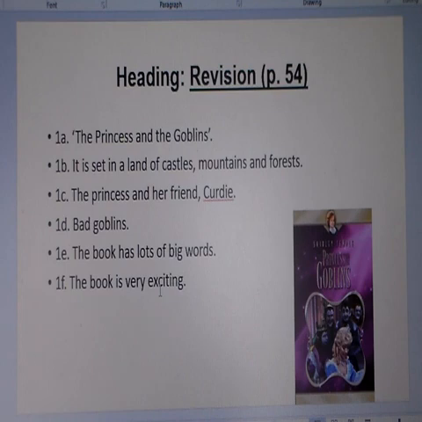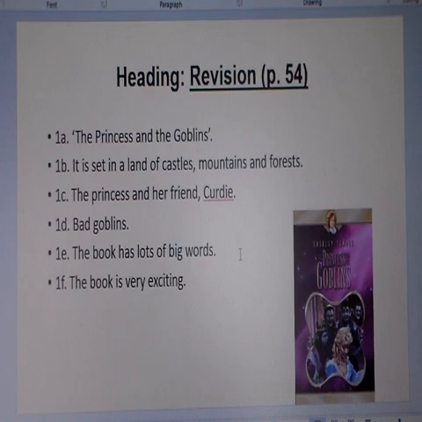So question 1A to 1F, the answers are the title of the book, The Princes and the Goblins, and please, boys and girls, you had to quote it correctly. You can't just write it as you wish, and you had to put it in your inverted commas, as I have done here, because it's the name of the book. It is set in a land of castles, mountains, and forests. Question 1C, the characters are the princess and her friend Curdy. Question 1D, they fight bad goblins.